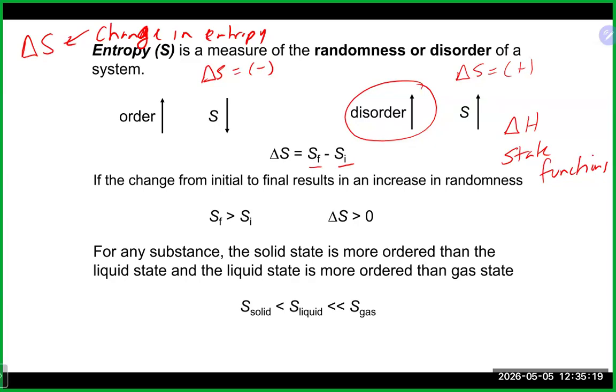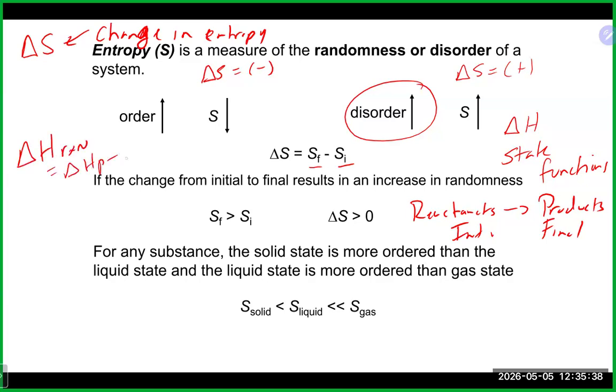When we think about a reaction that occurs, our reactants go to our products. And really, this is our initial state. This is our final state. And that's why, as you may remember, if you want to calculate the delta H of a reaction, you take all the delta H of your products minus all the delta H of your reactants. And you're basically taking the difference between the final state and the initial state. And that's why we do that. Any questions on that there?